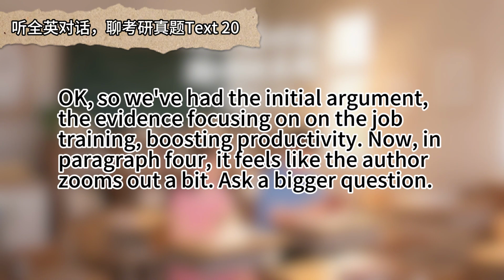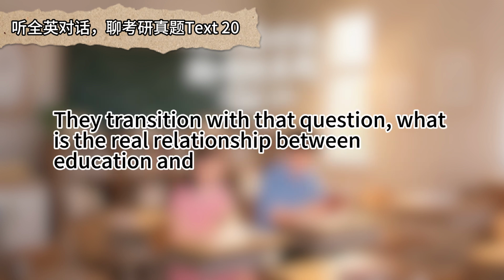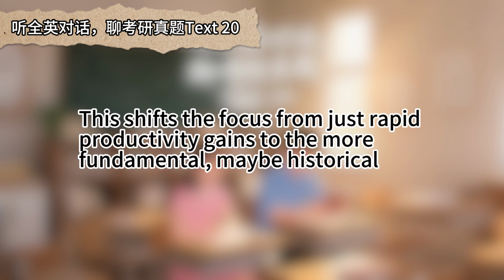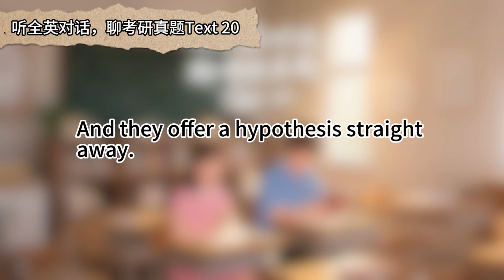Okay, so we've had the initial argument, and the evidence focusing on job training boosting productivity. Now in paragraph 4, it feels like the author zooms out a bit and asks a bigger question. They do. They transition with that question: what is the real relationship between education and economic development? This shifts the focus from just rapid productivity gains to the more fundamental, maybe historical, connection between education and overall economic development. Right. And they offer a hypothesis straight away.